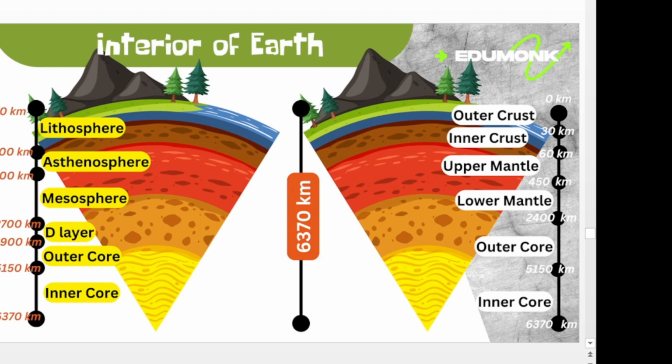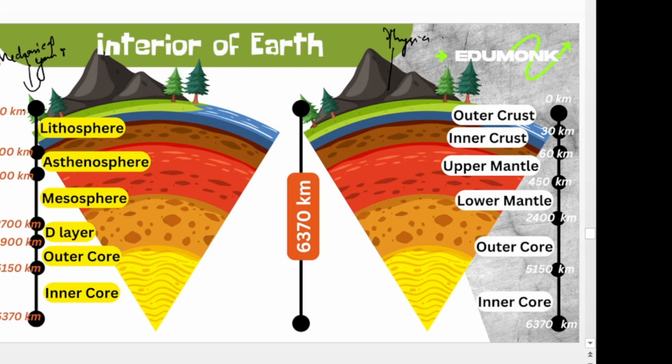We can divide Earth's interior into two kinds. First one is the mechanical layer of our Earth. The second is the physical layer of the Earth. While studying, you have to consider these two figures consecutively.